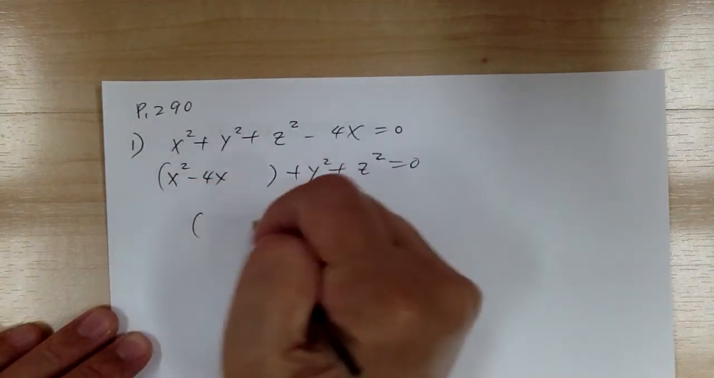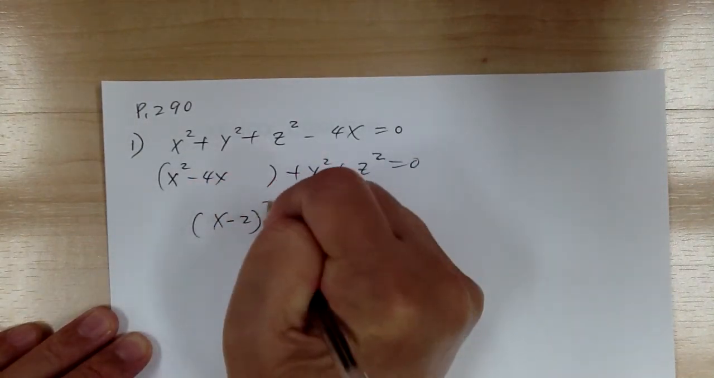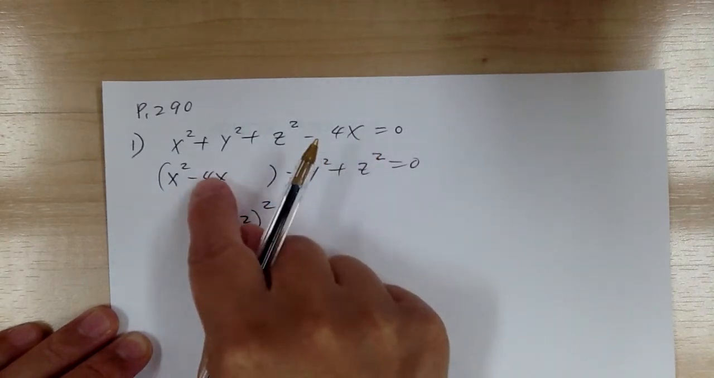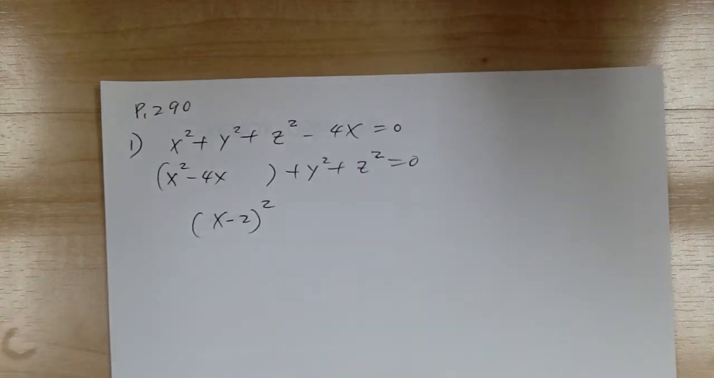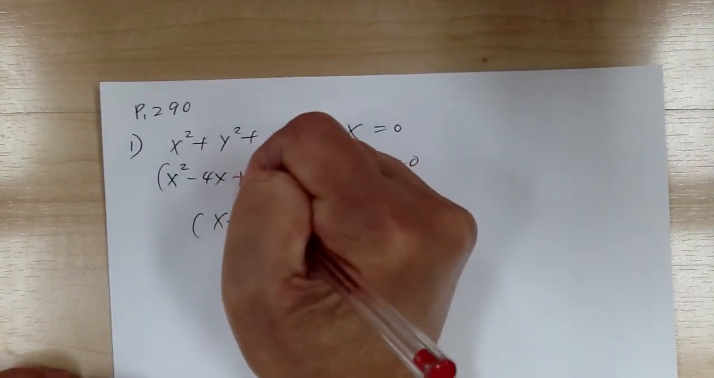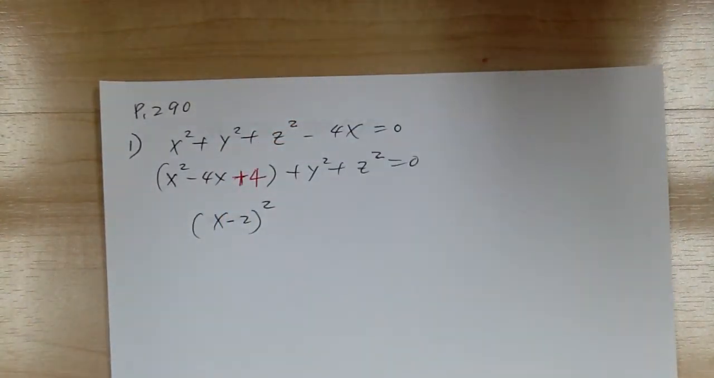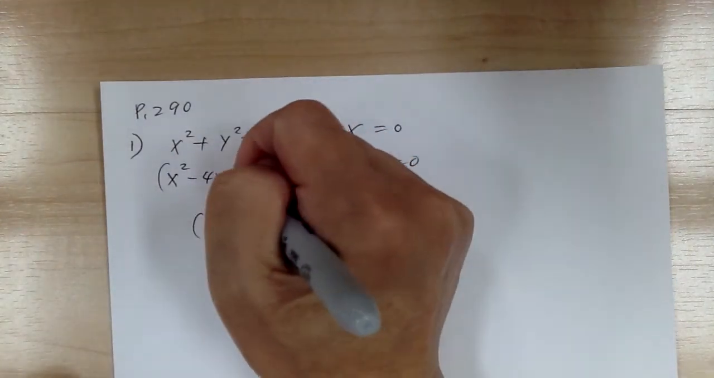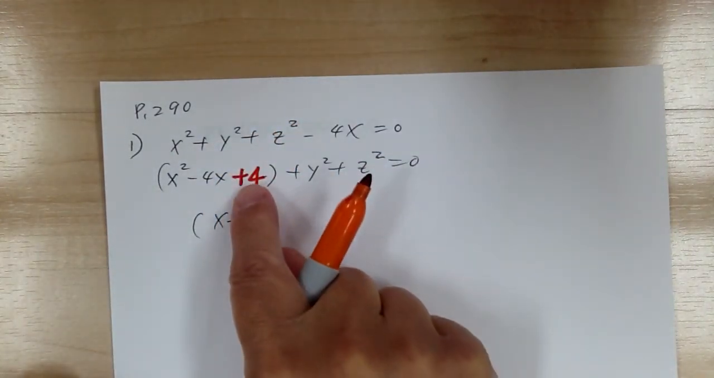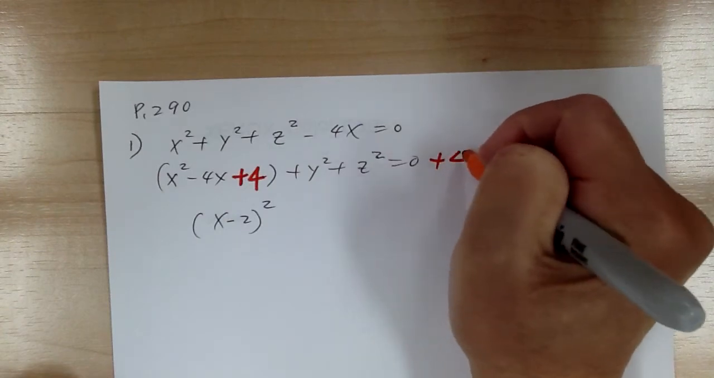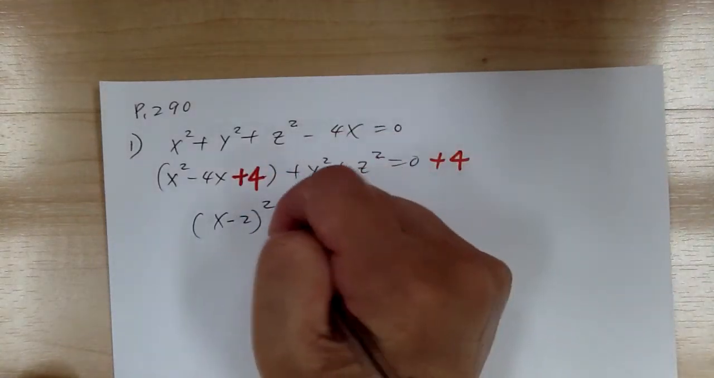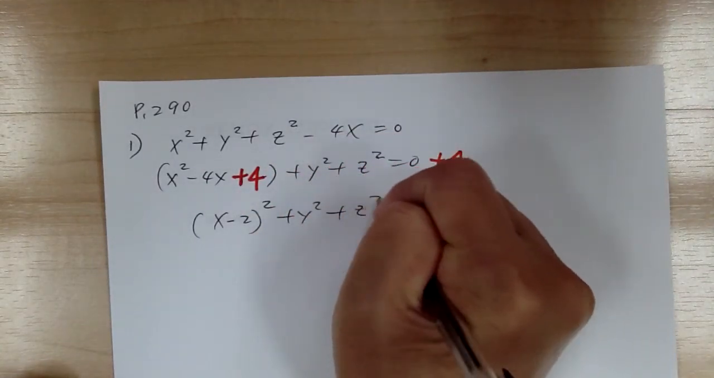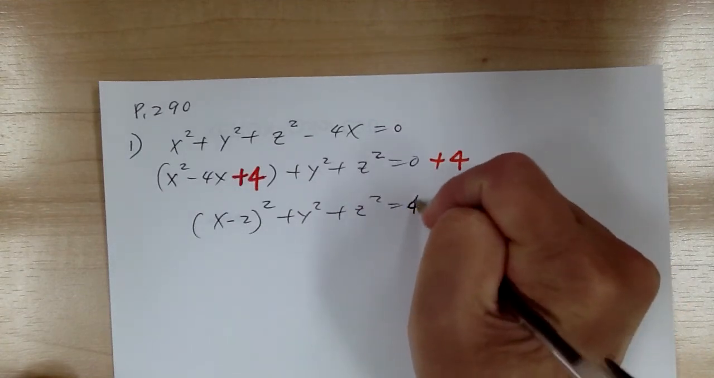For this one, you need to have x minus 2 squared. Again, this is going to be half of that, and therefore you need plus 4 over here. Then we're going to use a different color. So you need to have plus 4, because you add 4 over here, you need to add 4 on this side. So you're going to have y squared plus z squared equal to 0 plus 4, which is 4.